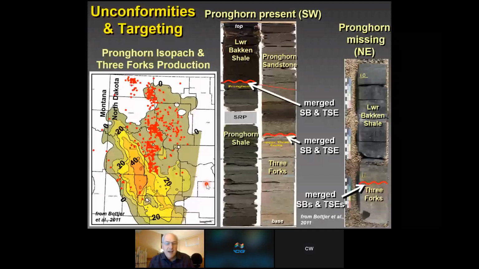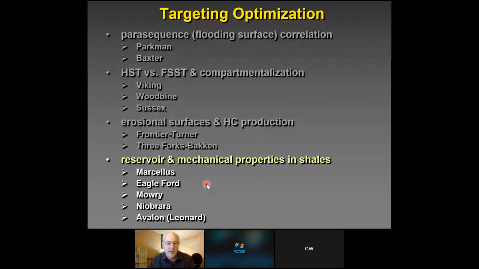So some last examples. All those examples were in sandstones. Let's turn our attention to shales. So how can you use sequence stratigraphy to understand the variability in reservoir mechanical properties and then target the very best zones in shales? I'm going to give you 5 examples.